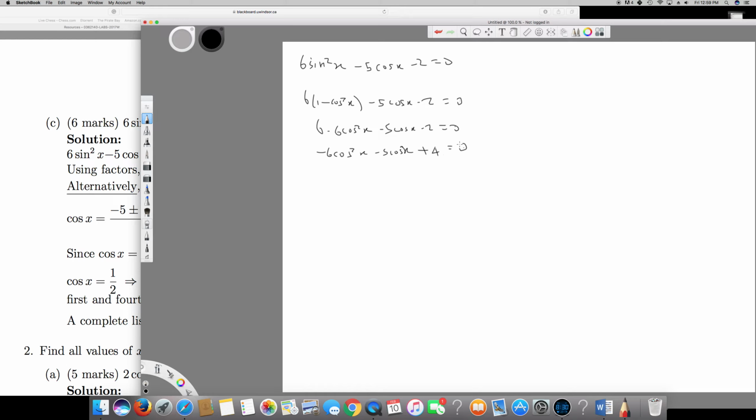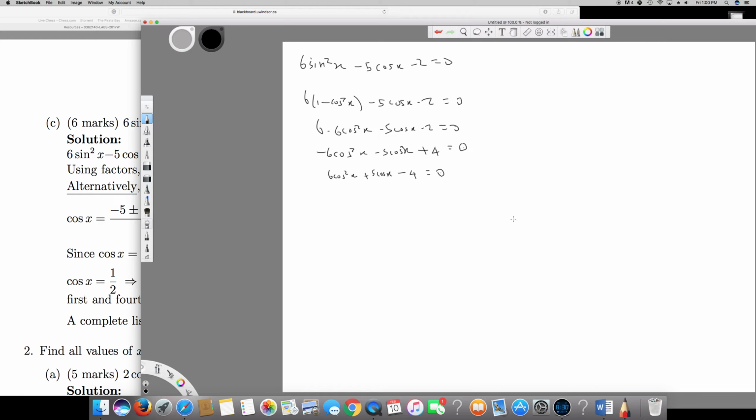Since we have a negative value in front of cos square x, I'm going to turn it into positive. To turn it into positive, I have to multiply everything by negative, so it will become 6 cos square x plus 5 cos x minus 4. Now I can do one thing. I can just factor it.